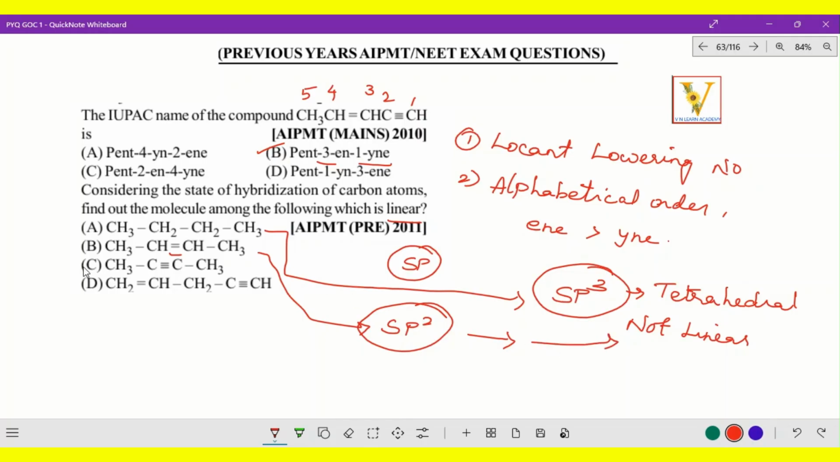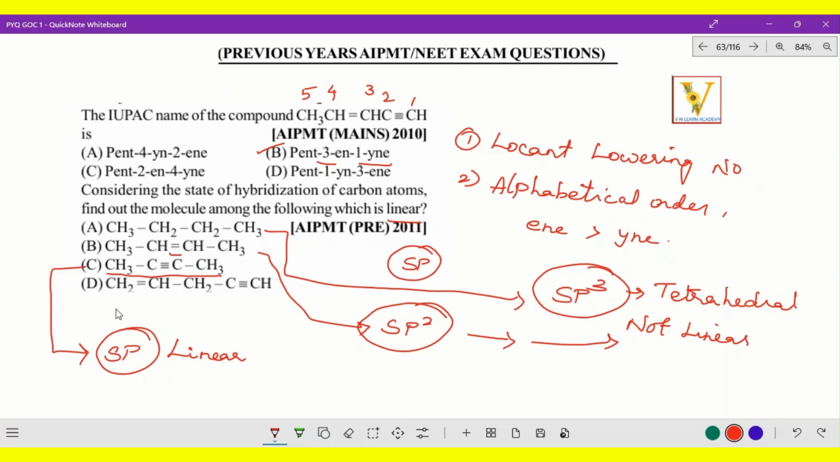And the third one, CH3, C triple bond C, CH3. So here sp hybridization. So sp hybridization is what? Linear, right? So sp hybridization is linear, but at the terminal CH3 is attached. But overall the molecule is CH3, C triple bond C, CH3. Overall the molecule is a linear structure only.